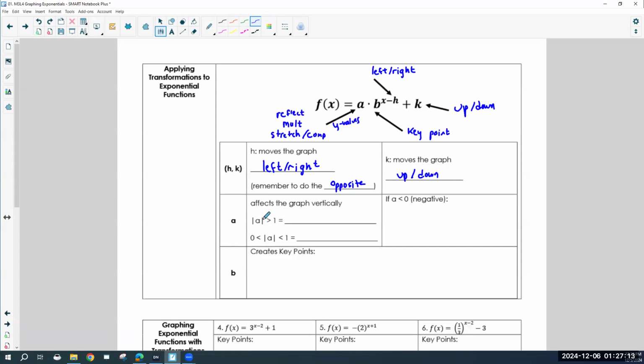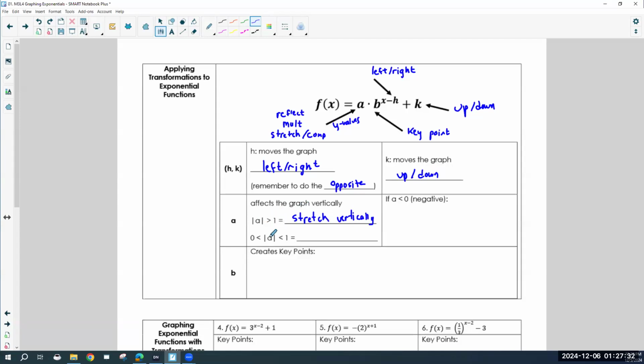Now, what this is saying is since A is a multiplier, as I mentioned here, if A is greater than 1, like it's 2, it's going to make the points twice as big. So this is going to cause the graph to stretch vertically.